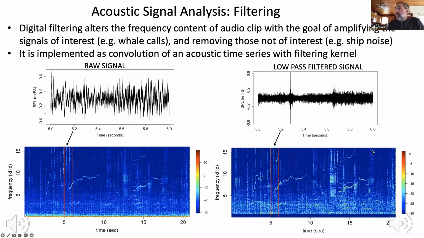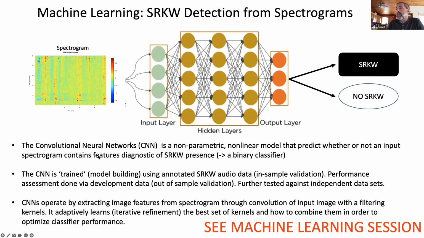Okay, so low pass filtering is a common thing people do to clean up and process signals, and it's often done as onboard processing. My final slide is about machine learning. We've passed through all the various elements here, and now we've made a spectrogram that we like, and we want to make a machine learning algorithm that allows us to ask this question: can we predict whether or not the input spectrogram contains features diagnostic of southern resident killer whale presence? We're doing this using a convolutional neural network in this case.